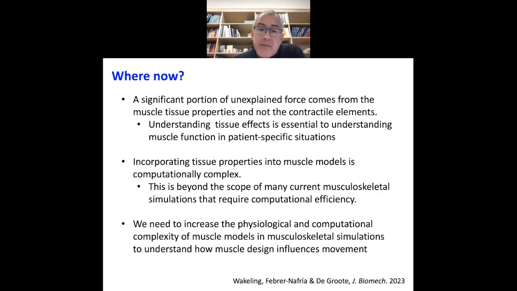So we need to increase physiological and computational complexity of muscle models in musculoskeletal simulations to understand how muscle design influences movement. But just knowing how muscle functions is only the start of the process for understanding how muscle structure and function influence how we move in a principled and mechanistic way. We need to be integrating more complex muscle models into predictive simulations of movement in order to understand how changes to the muscle properties directly influence the movements that we do. And this is the area that my lab is currently focusing a lot of its attention.